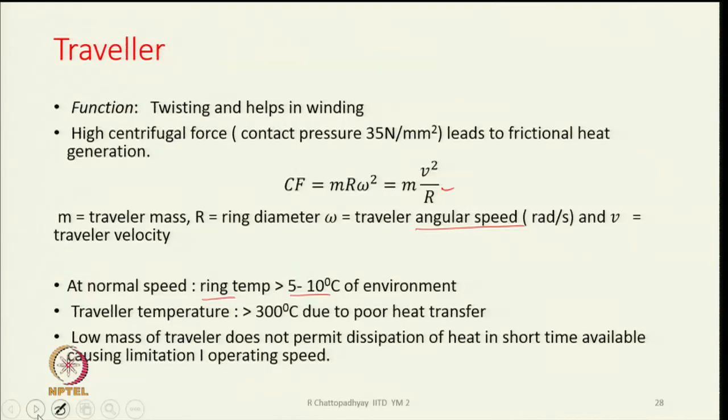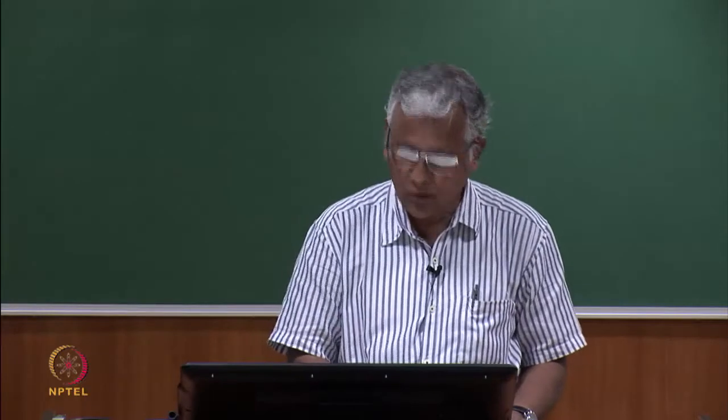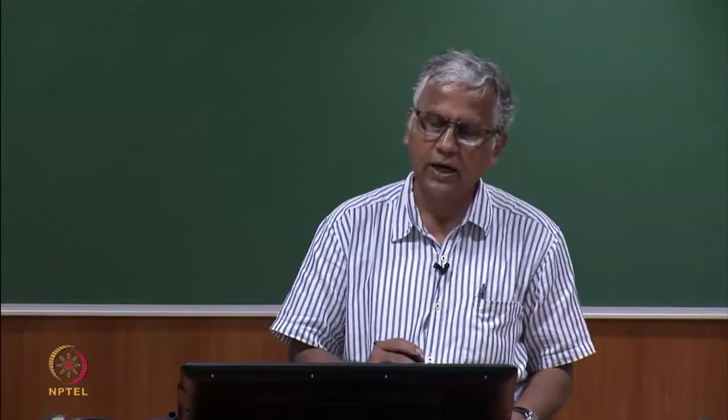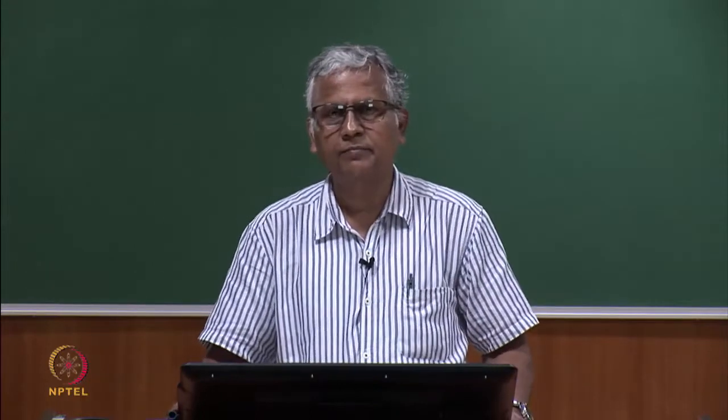Low mass of traveler does not permit dissipation of heat in the short time that is available, causing limitation in operating speed. The problem we face is that the mass of the traveler is very low, and therefore whatever heat it gains because of the friction between the ring and the traveler, it does not get sufficient time to dissipate. It is continuously receiving heat energy, and as temperature rises continuously it can go very high, and this high temperature can in some cases create melt spots in the case of thermoplastic yarns.